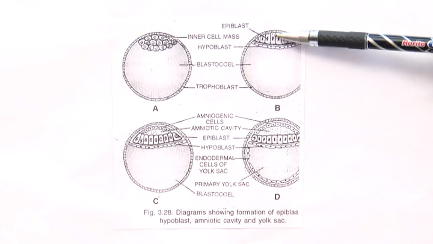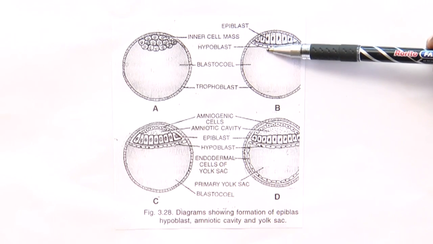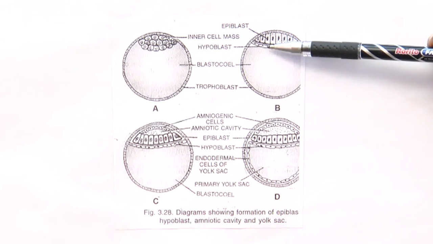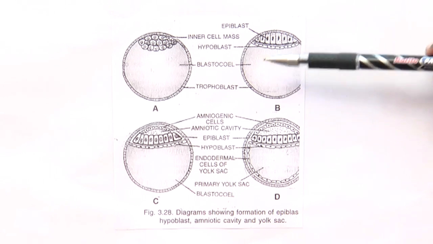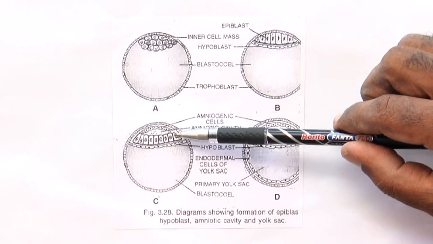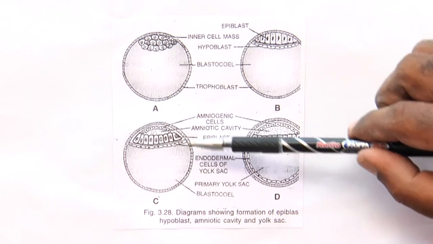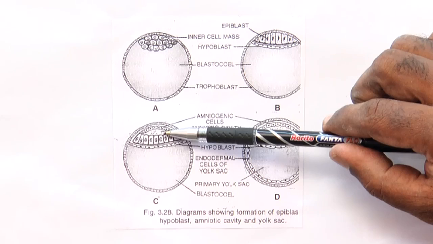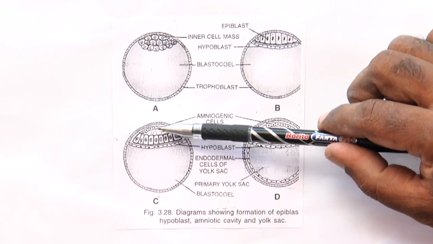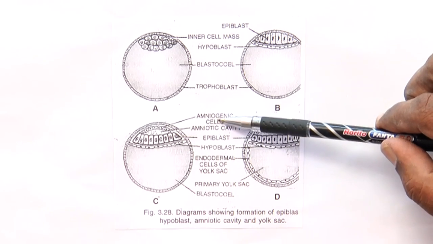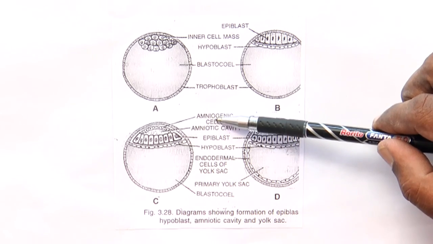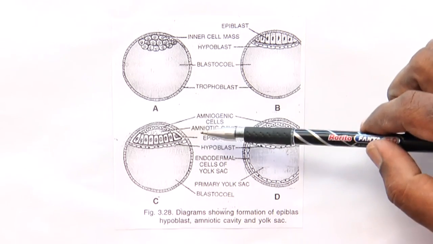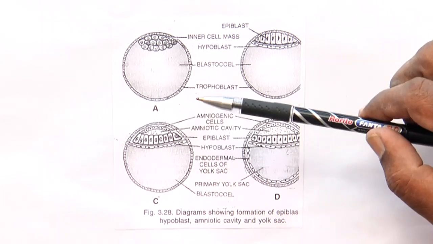One columnar epiblast. Epi means above. So one columnar epiblast layer and a hypoblast layer. Soon a cavity will appear. Here you can see this cavity. It is called the amniotic cavity. It is formed above the epiblast, and the roof of this cavity is the amniogenic cells, and the floor of this cavity is made up of epiblast.